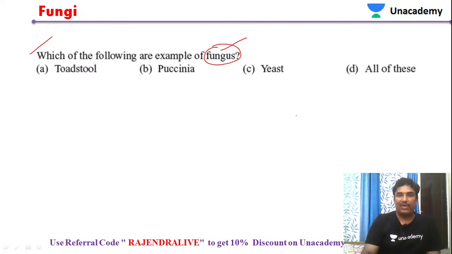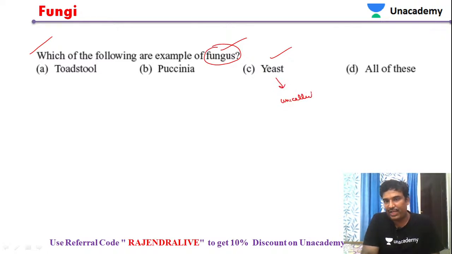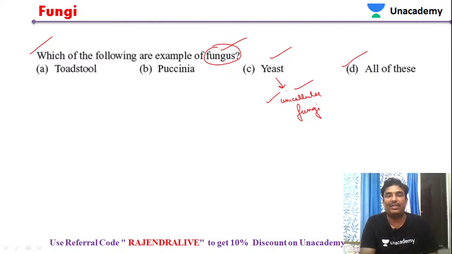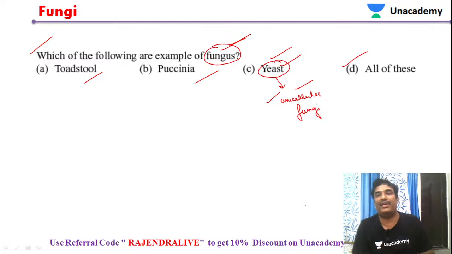No doubt about it, yeast. Just now we have seen yeast is a unicellular fungus. Yeast is, no doubt, the only fungus which is unicellular in nature, whereas other fungi are all multicellular. Yes, very good. So option D is the right answer. All the fungi are multicellular in nature, but the only fungus which is unicellular in nature is yeast. And toadstool and Puccinia, these all are members of the fungi. So we'll be taking all of these as the right answer in this case.